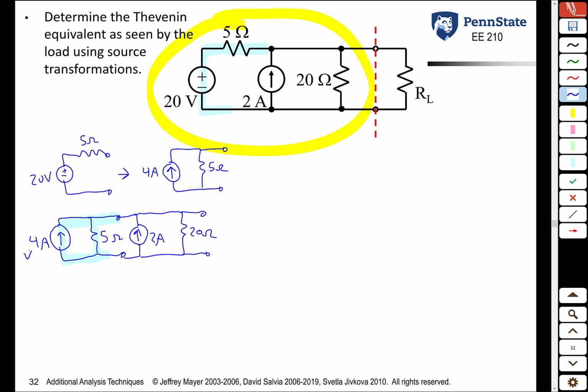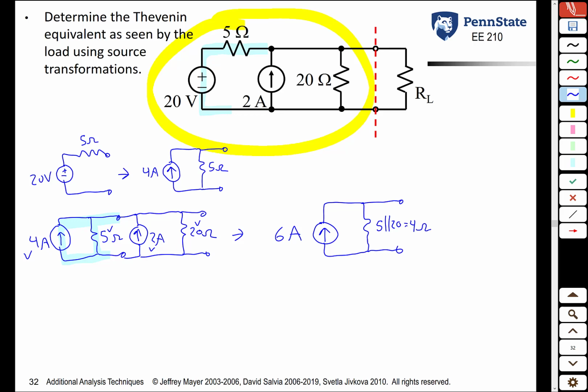Now we can combine this 4 amp and this 2 amp source, and we can combine the 5 ohm and the 20 ohm resistor. 4 and 2 give us 6, so we get a 6 amp source. The 5 ohm and the 20 ohm resistor in parallel, 5 in parallel with 20 is 4 ohms, and so we get a 6 amp source and a 4 ohm parallel resistance.